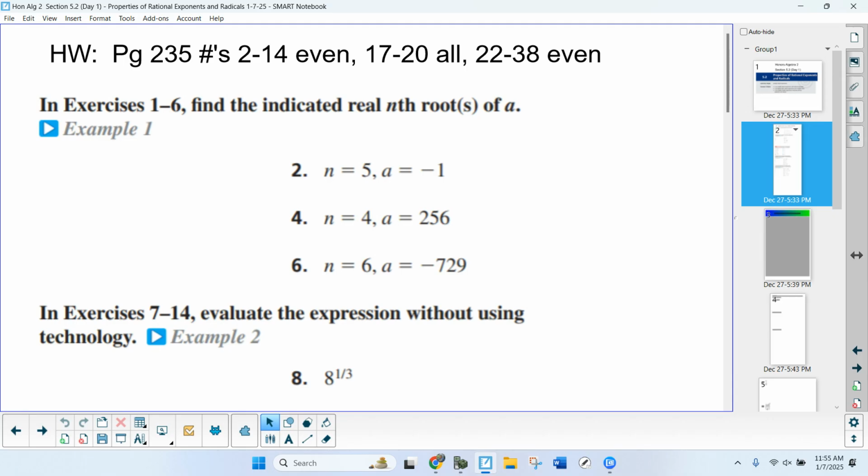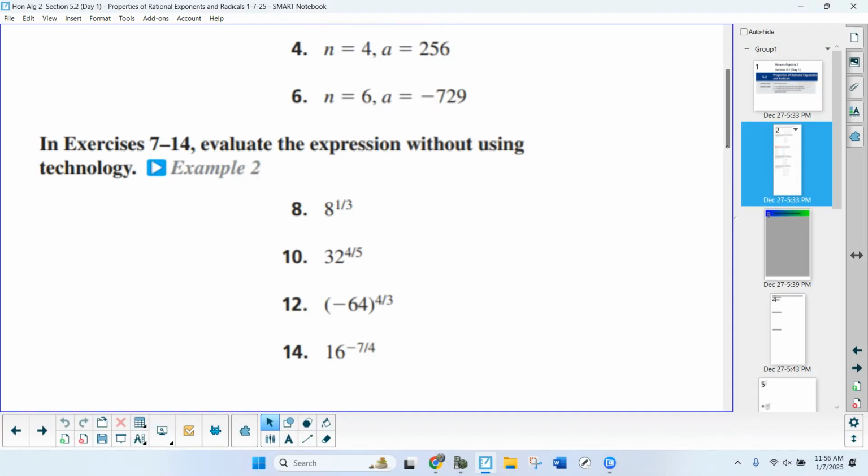When it gives you n and it gives you a, it wants all of the fifth roots of -1, all of the fourth roots of 256. So when do we have to worry about putting the plus or minus? Who can tell me when do we have to worry about putting plus or minus? Josh? When the n is even. When n is even and a is positive. Very good. Okay? Questions?